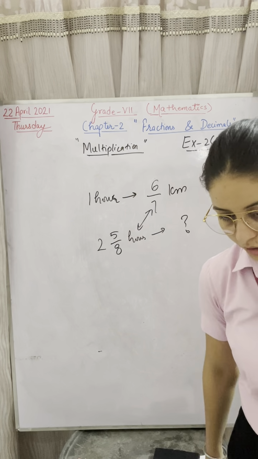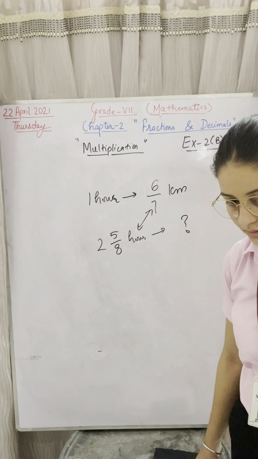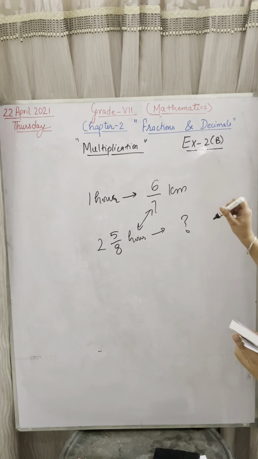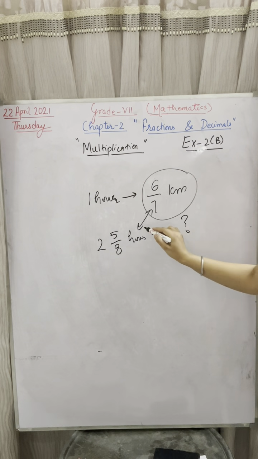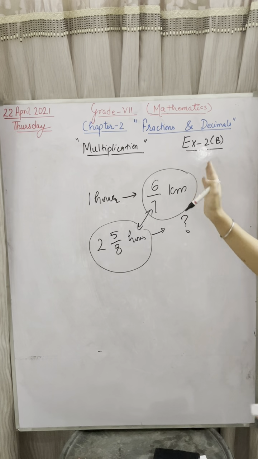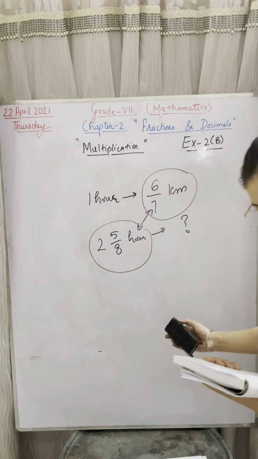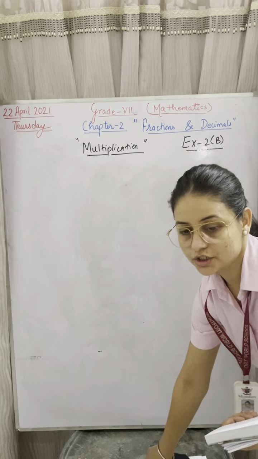Akshara is Blossom. Sit straight, Akshara. Sit properly. Okay, so for 1 hour she used to cover this much distance. For 2 5 by 8 hours you have to go for the multiplication, like we have done in the fourth question, right? Okay, so this question is for homework.